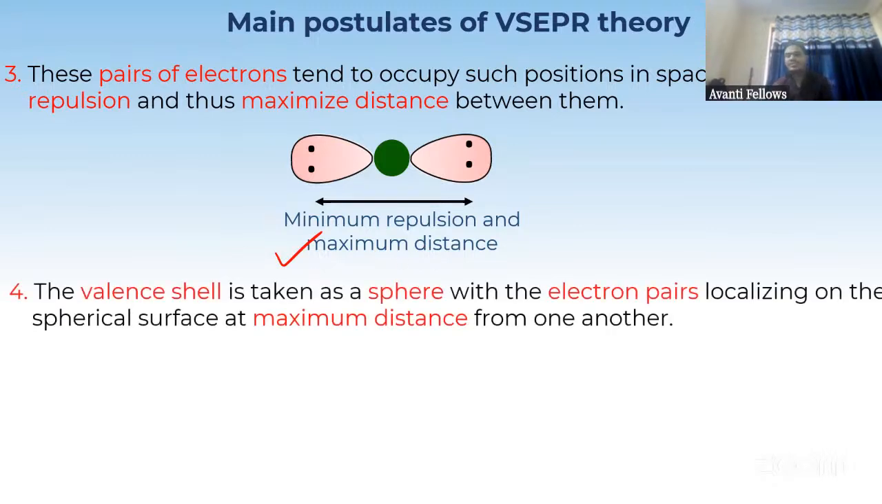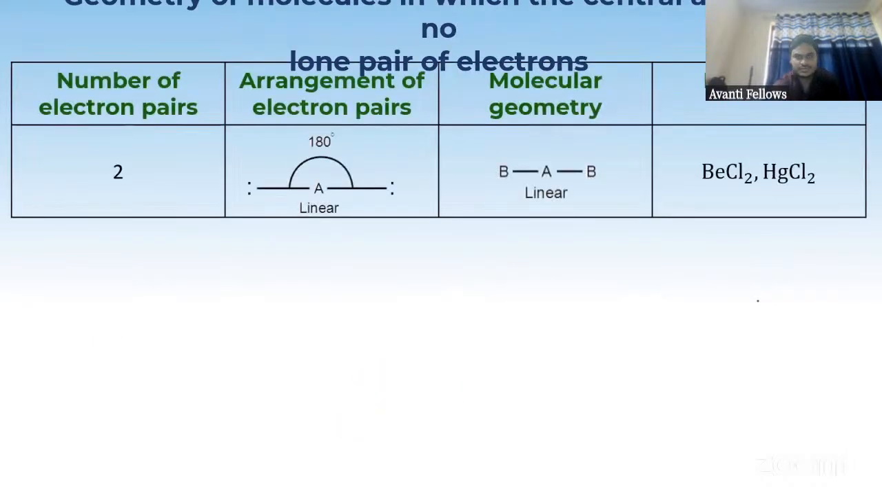Okay. Now the fourth point is the valence shell is taken as a sphere with the electron pairs localizing on the spherical surface at maximum distance from one another. Got it? Clear? Chalo. Now, let's see the structure quickly.